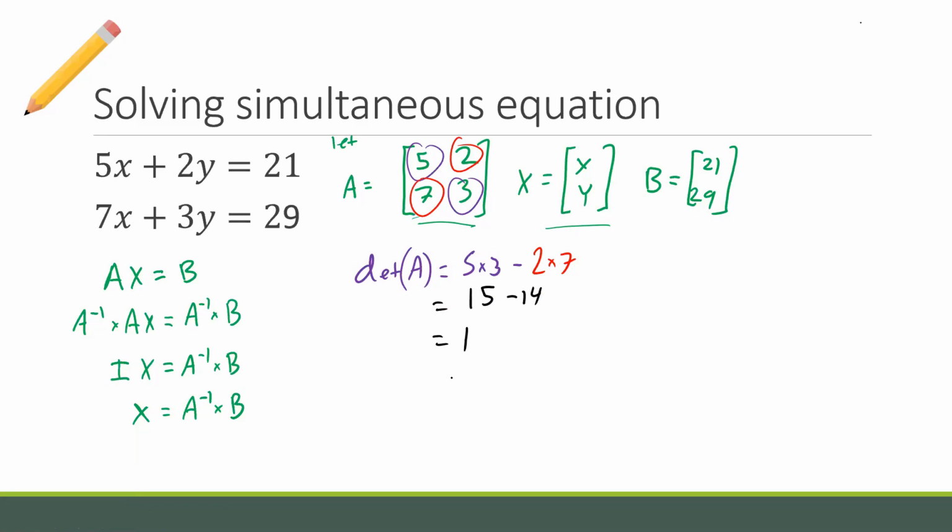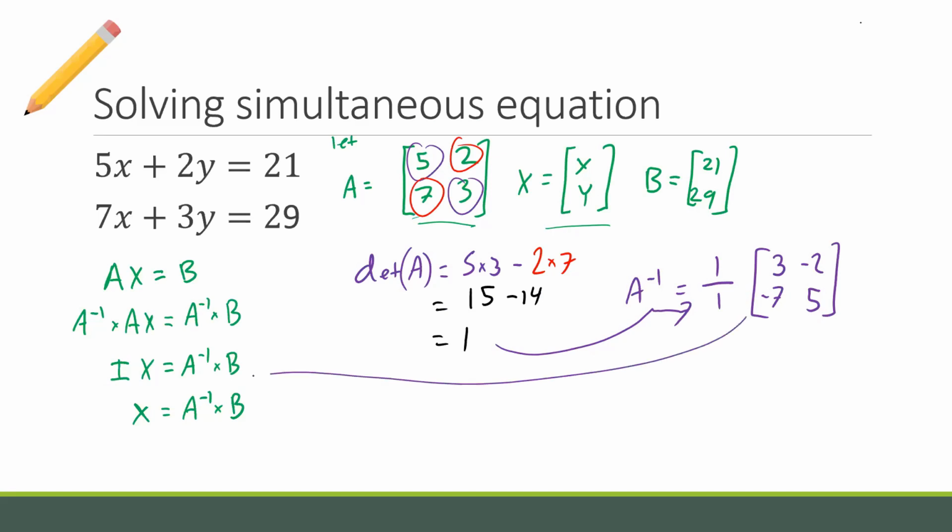Sweet. So that means the inverse of A is going to be 1 over 1, because the determinant is 1, multiplied by, we swap the two corners, 3 and 5 get swapped. And then we put negatives at the front of the other two, -2, -7. Great. Now we have the inverse of A. So what we can do is put that here.